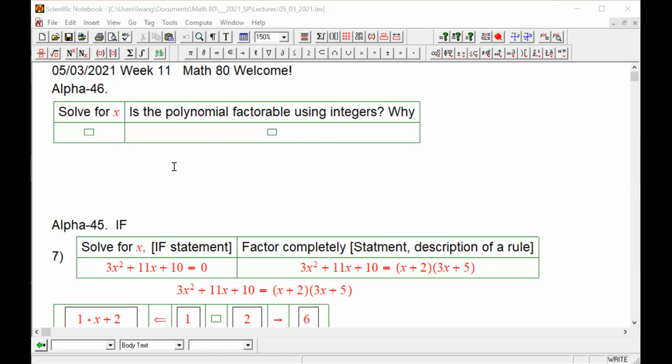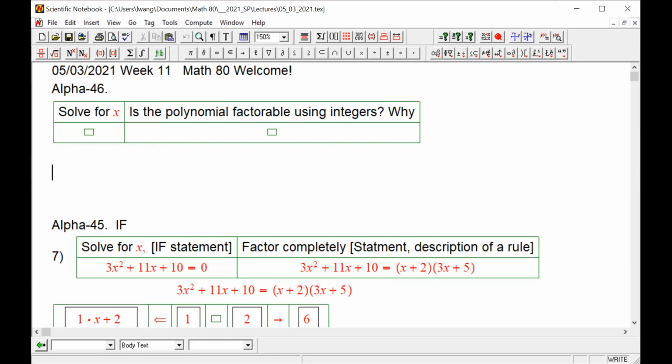Resume recording. Okay, alpha 46. As we have seen, factoring with integers, the techniques we learned, doesn't always work, right? So is there something that works all the time? The answer is yes. For quadratic form, for the trinomials, we can always find those factors, but sometimes it's not that easy.